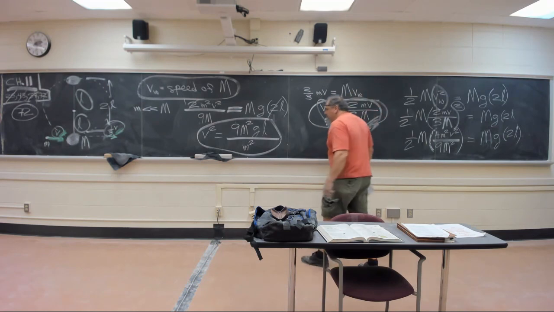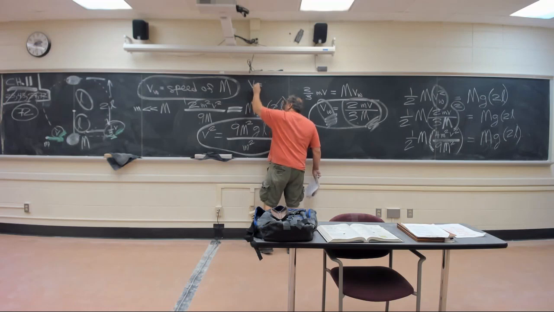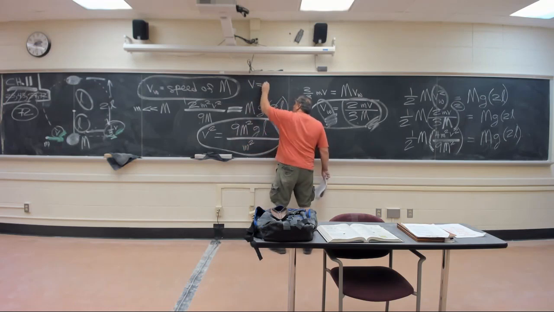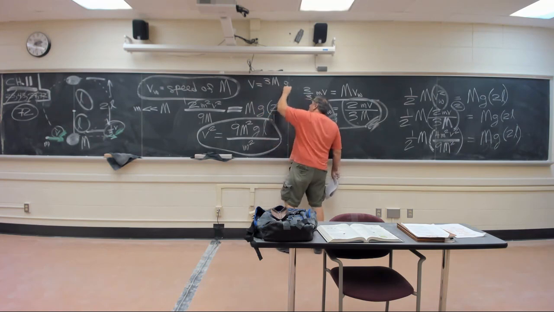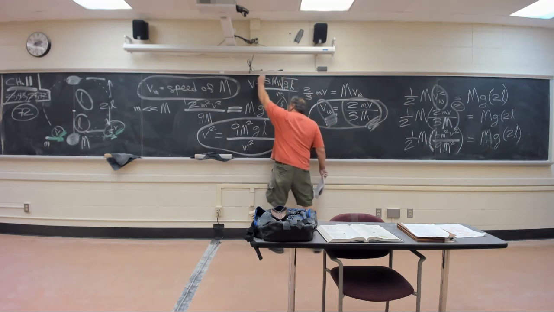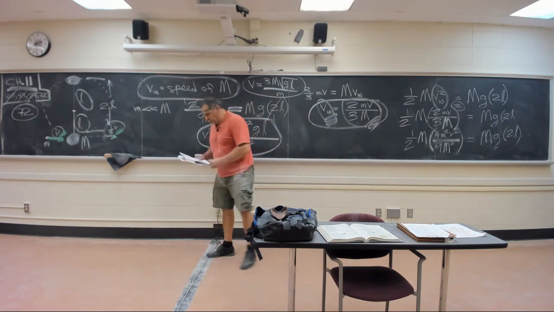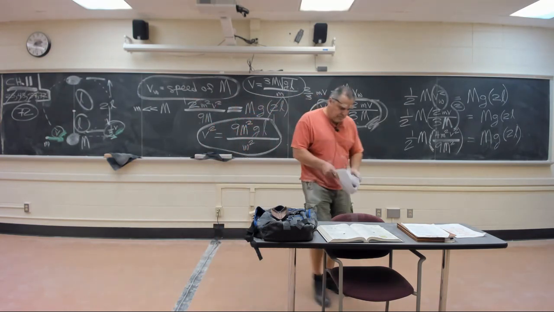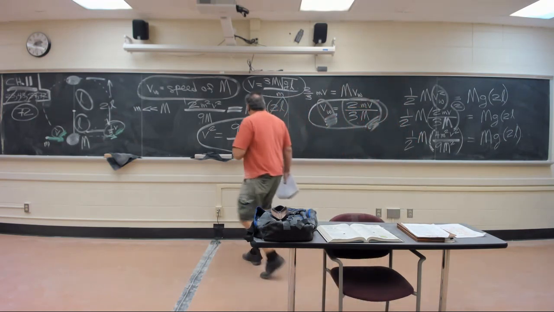Square root both sides. Square root of v squared is v. Square root of 9 is 3. Square root of capital M squared is capital M. Square root of the product GL is square root of the product GL. Square root of small m squared is m. That should end the story. It can be written a whole bunch of ways. That's it. I mean, period.